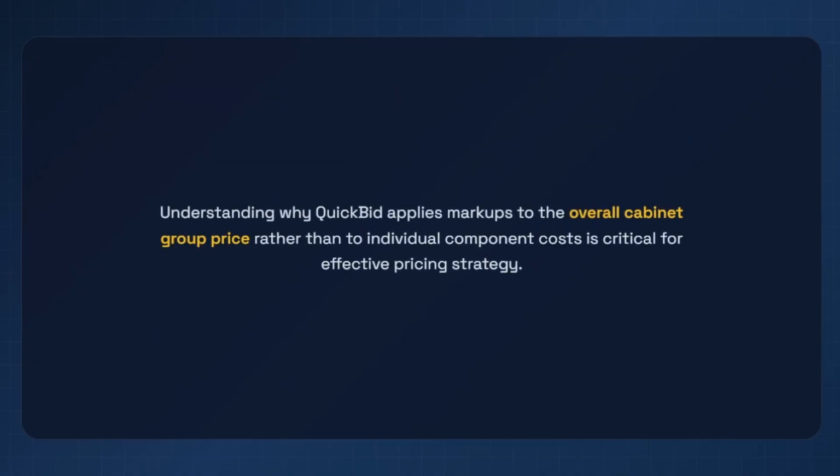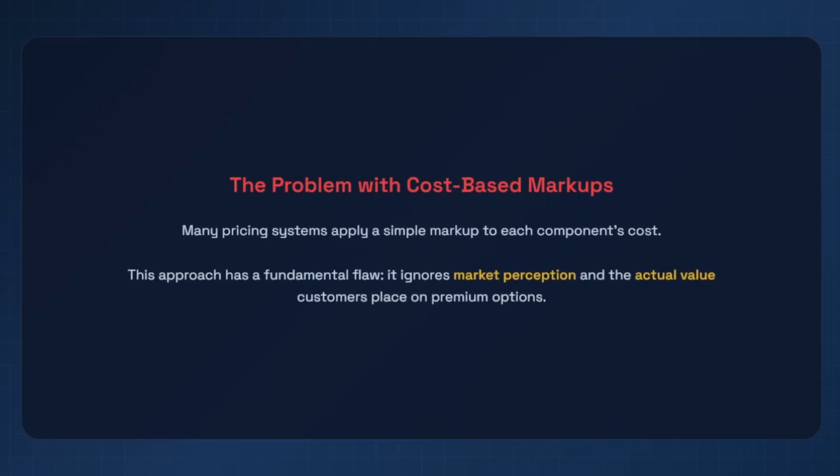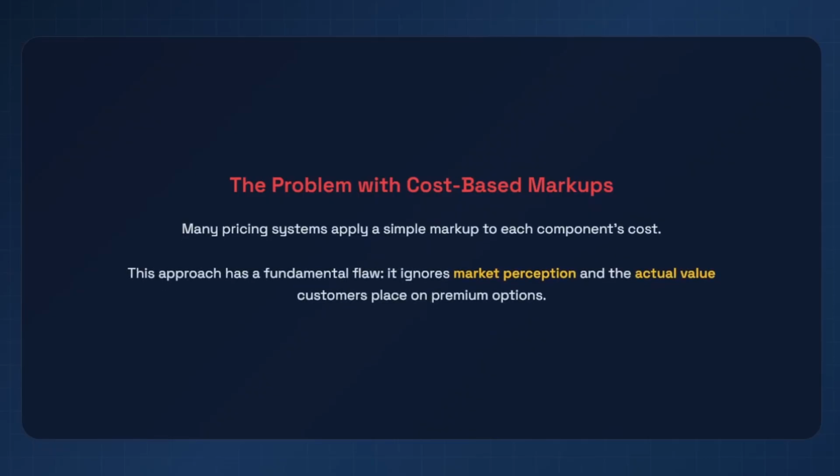Understanding why Quickbid applies markups to the overall cabinet group price rather than to individual component costs is critical for effective pricing strategy. Many pricing systems apply a simple markup to each component's cost. This approach has a fundamental flaw. It ignores market perception and the actual value customers place on premium options.